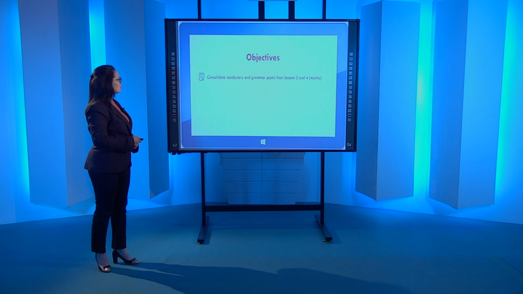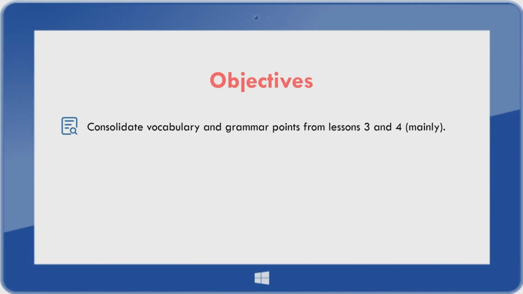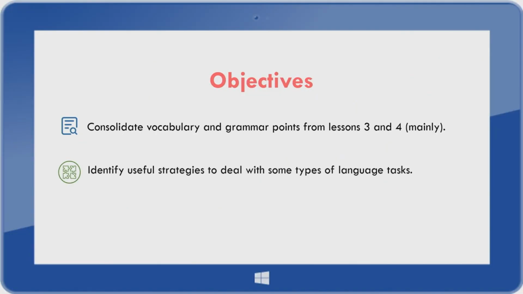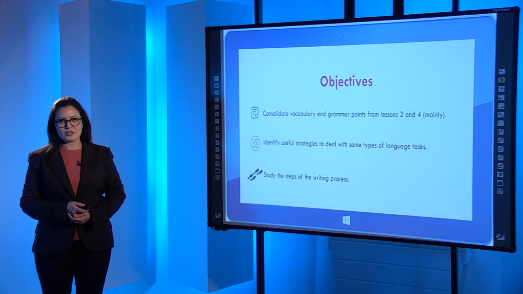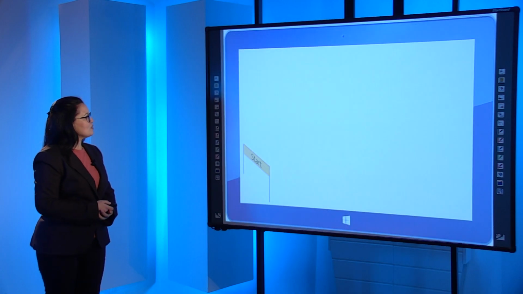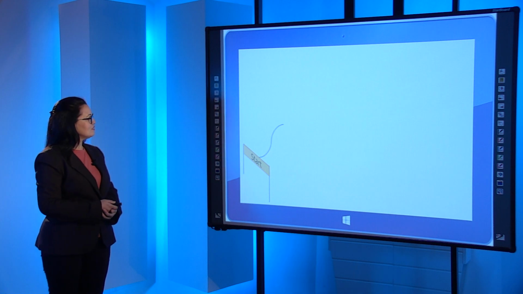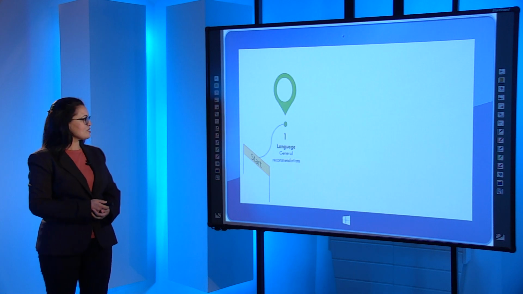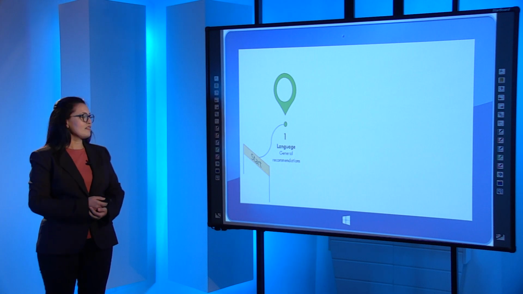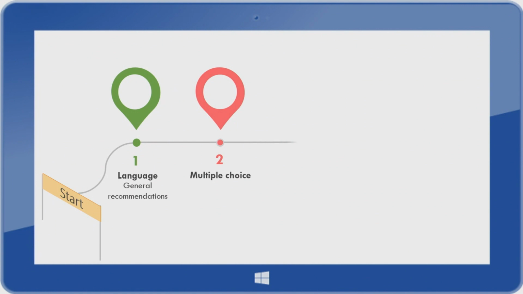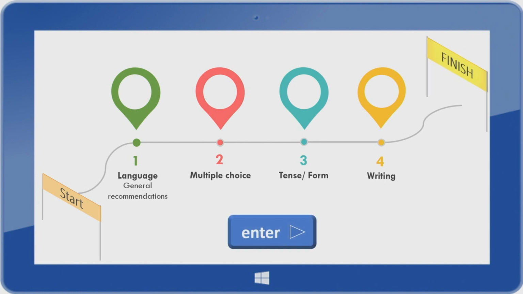We will consolidate vocabulary and grammar points from lessons 3 and 4 mainly, identify useful strategies to deal with some types of language tasks, and study the steps of the writing process. So, here is the plan of our session. I will provide you with some general language recommendations. Then, you will be assigned 2 language tasks that you are familiar with in your exams, multiple choice and tense form, and then we will finish with the writing. Are you ready? So let's start.